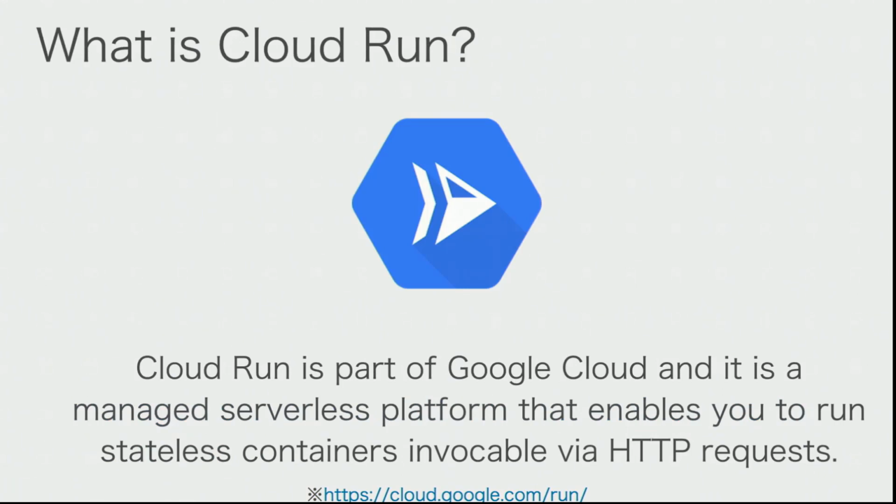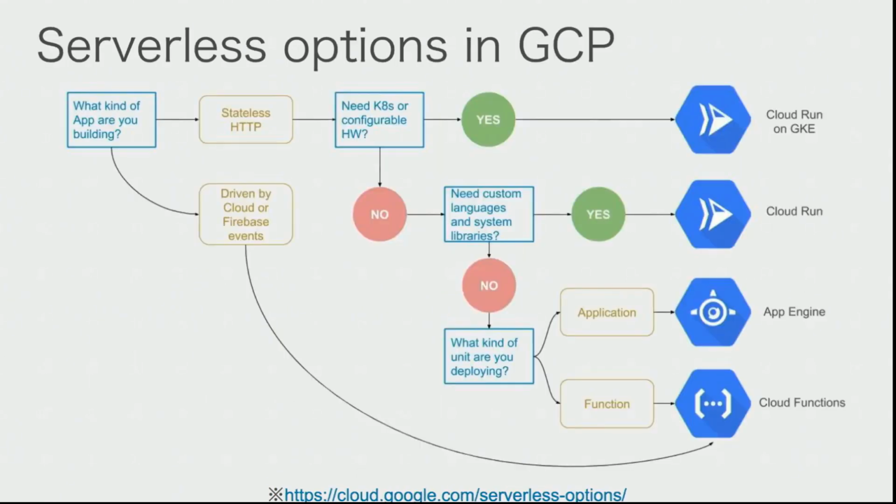Of course, you can manage products built from Knative and your own Knative-based platform, but Google released a managed serverless platform based on Knative. It's Cloud Run. Cloud Run is part of Google Cloud, and it is a managed serverless platform that enables you to run stateless containers invocable via HTTP requests. Cloud Run gives you options to use serverless services. You can select serverless services based on your application's demand from Cloud Run, App Engine, Cloud Functions, like this chart.